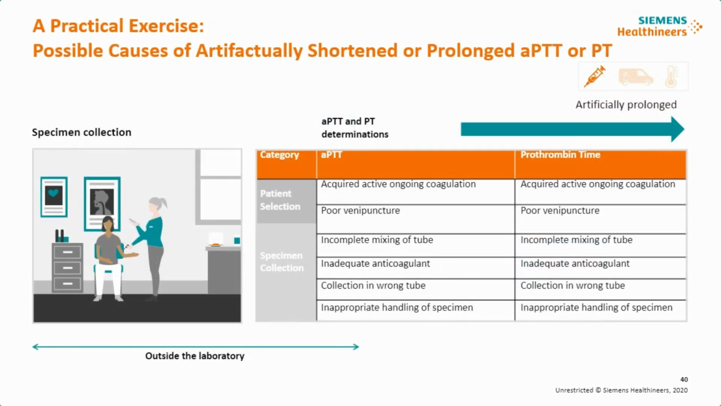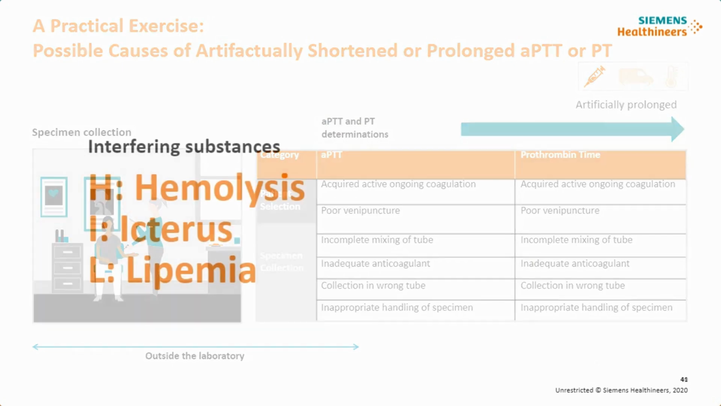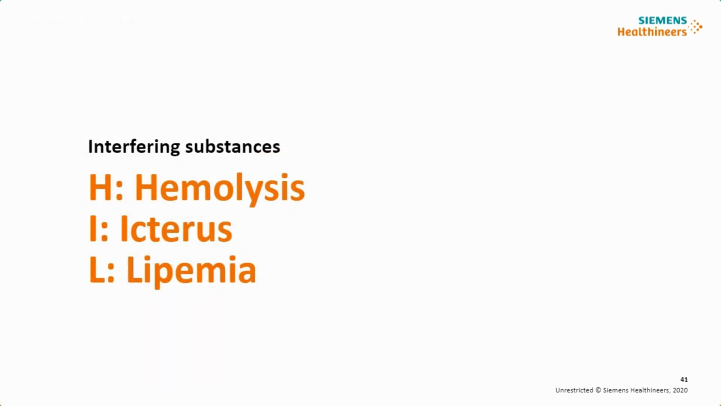In the interest of time, I'm going to skip over this slide because I am running a little long here. So I want to touch on hemolysis, icterus, and lipemia. These are the common interfering substances that we see in the clinical laboratory.